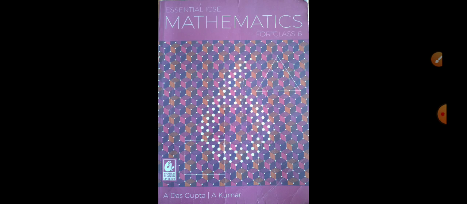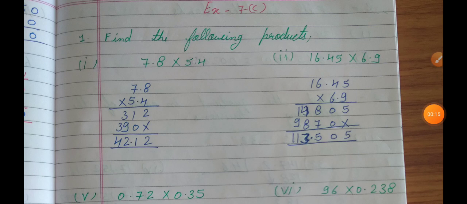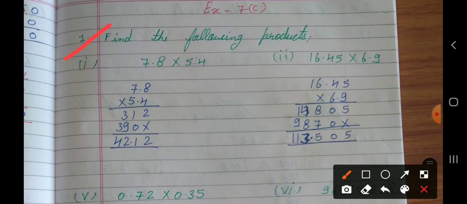Students, in the previous video we completed exercise 7b of decimals. In this video we will start exercise 7c. Question number 1 is here: find the following products.